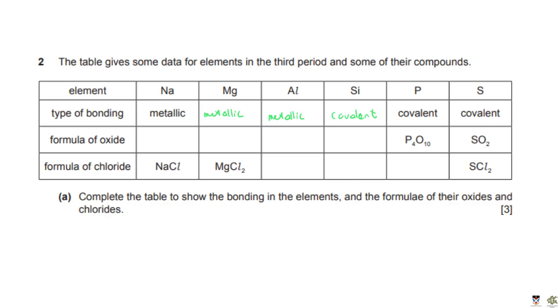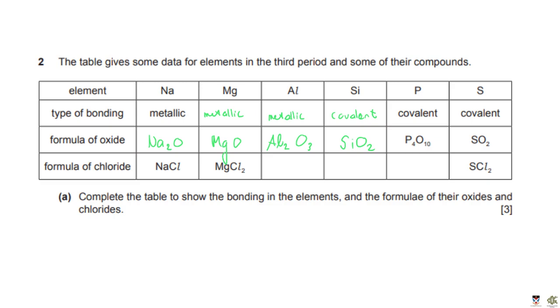The next row, the formula of the oxide. So sodium oxide, so we know that that one is Na2O. And you said you can use charges or valencies to work it out. So sodium oxide, Na2O. Magnesium oxide, MgO. Aluminium oxide, Al2O3, because aluminium is 3 plus, oxide 2 minus. Silicon forms silicon dioxide, SiO2, and then they've given us the phosphorus 5 oxide and sulfur dioxide.